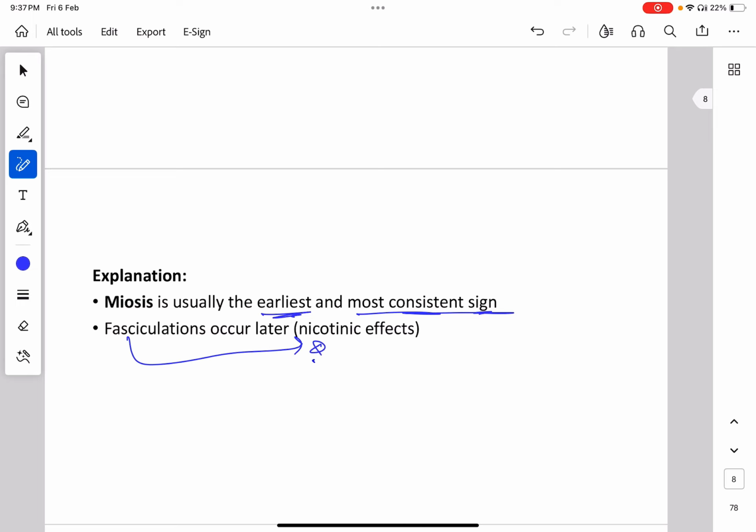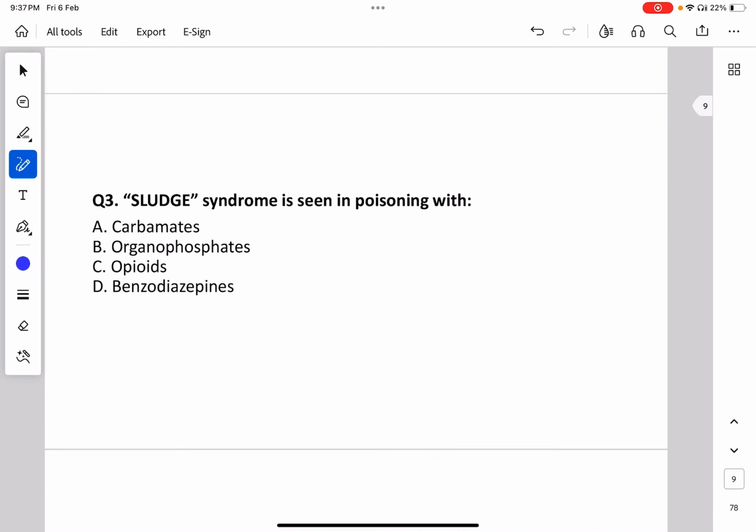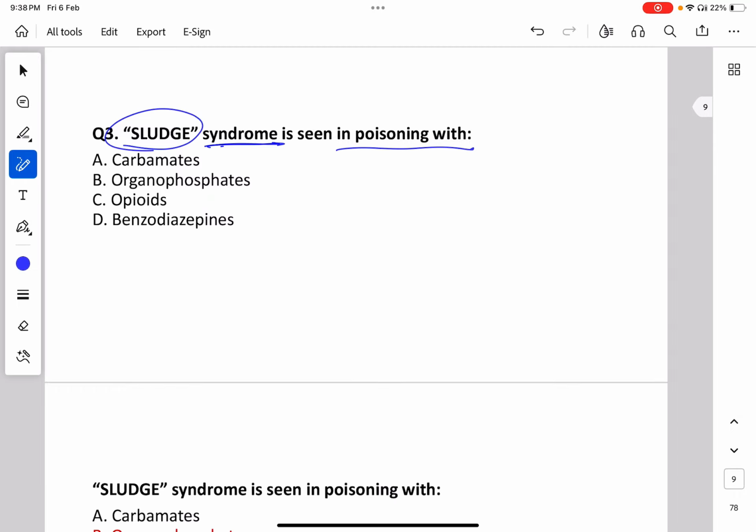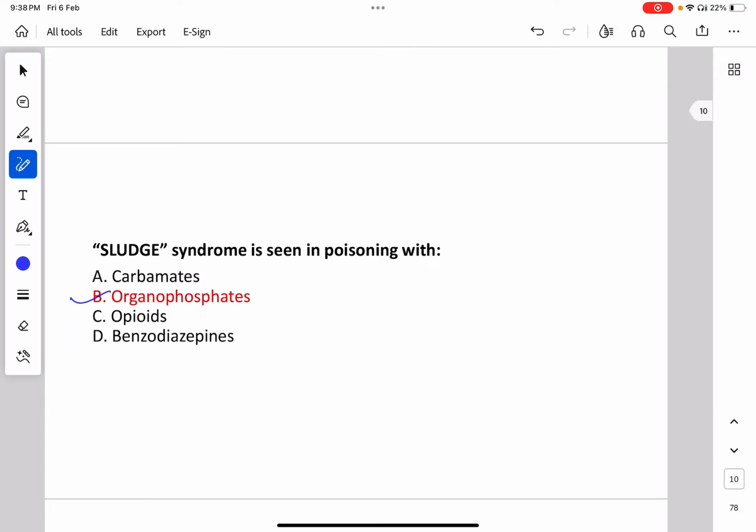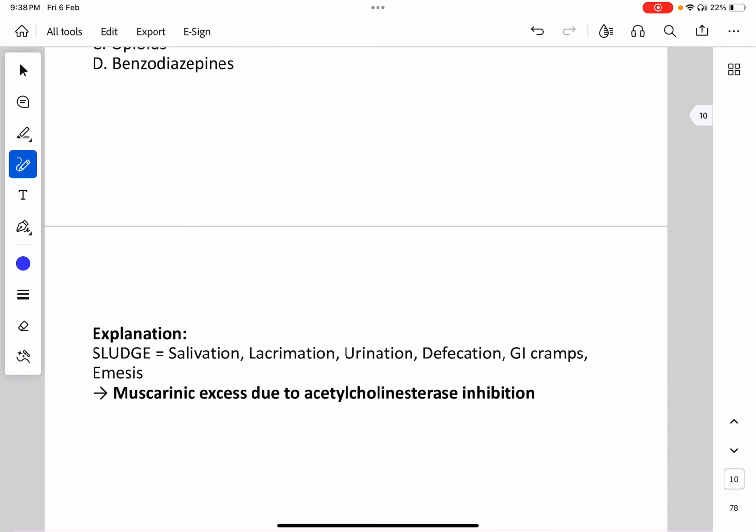Another MCQ point, fasciculation is which type of effect? It is nicotinic effect, not the muscarinic effect. Now, very important, SLUDGE. This is a mnemonic used for the syndrome which is seen in poisoning with organophosphates. So, in case of OP poisoning, this SLUDGE is a mnemonic and each of these letters stands for something.